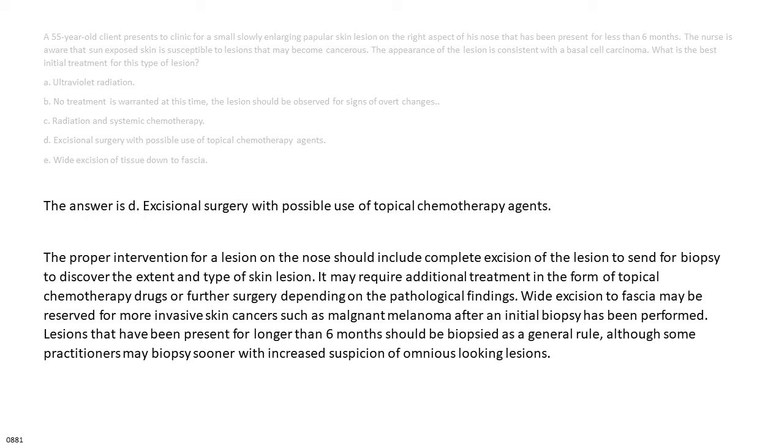Wide excision to fascia may be reserved for more invasive skin cancers such as malignant melanoma after an initial biopsy has been performed. Lesions that have been present for longer than 6 months should be biopsied as a general rule, although some practitioners may biopsy sooner with increased suspicion of ominous-looking lesions.